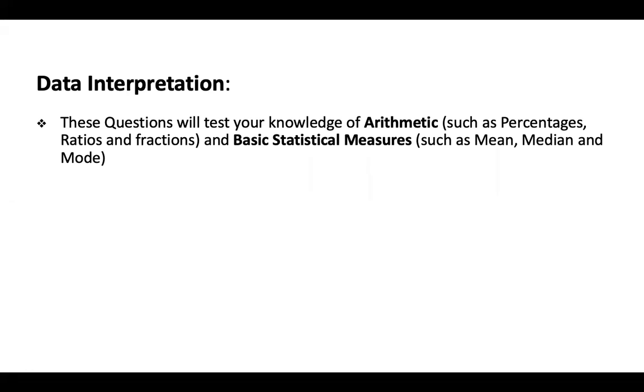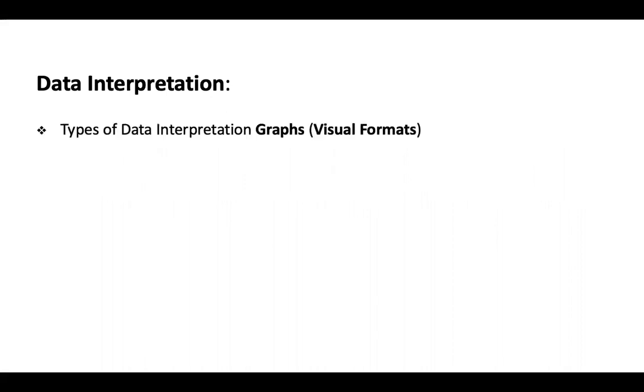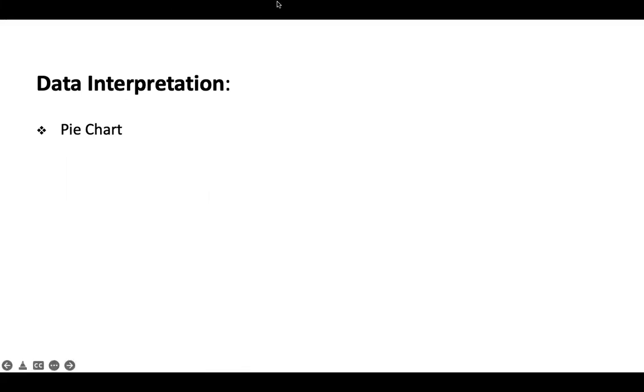Okay, so before getting into the strategies of how to solve data interpretation, first let's see what are the possible kinds of graphs which you could see in the actual exam. So, types of data interpretation graphs. The first one is the pie chart. So what exactly is a pie chart? A pie chart is a circular statistical graph which is divided into slices in order to illustrate numerical proportion.